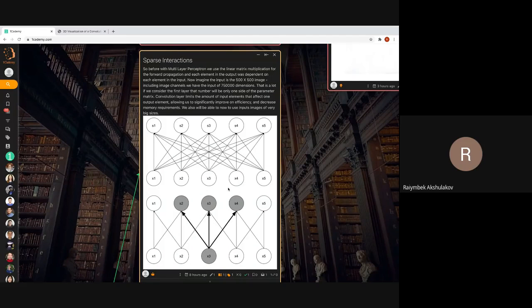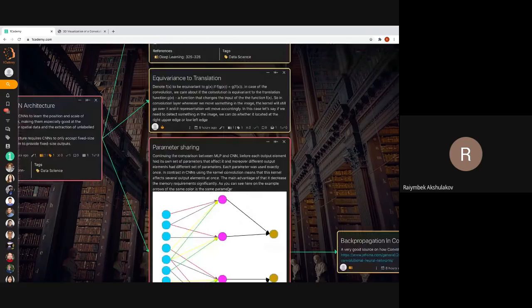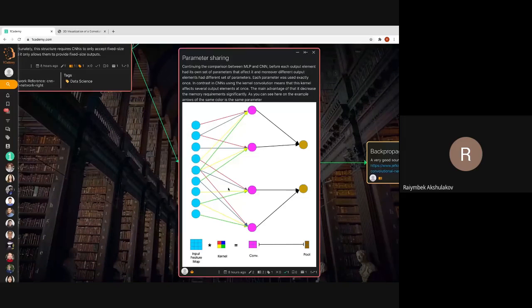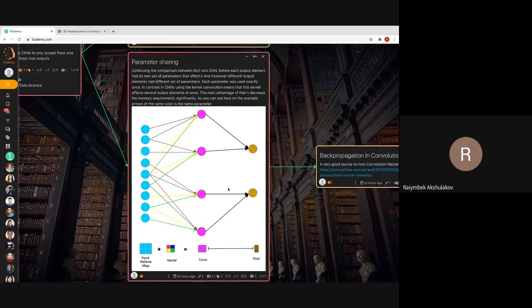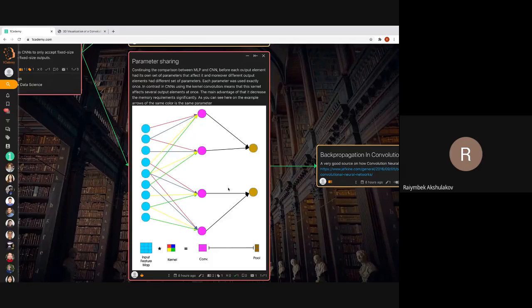The second motivation behind using convolutional neural networks is parameter sharing. Continuing the comparison between MLP and convolutional neural networks, before, each output element had its own set of parameters that affected it, and different output elements had different sets of parameters. So they didn't share parameters. Each output had its own parameters, and they were different, so it was a lot of parameters.